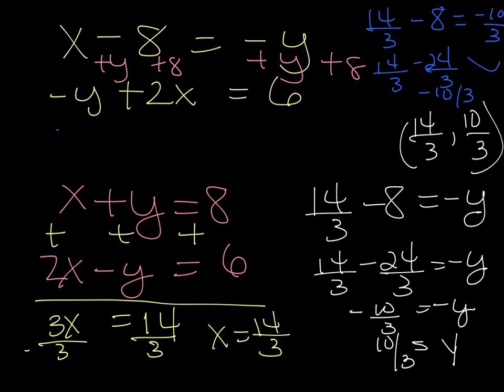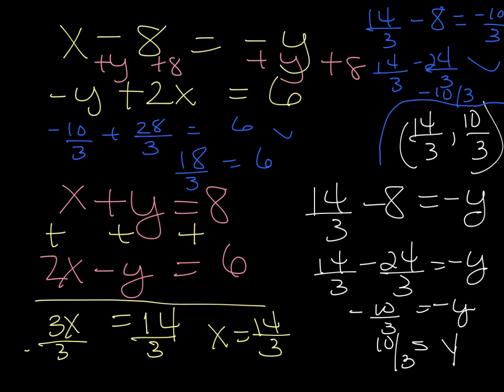In the bottom one, I have negative 10 thirds plus 2 times 14 thirds, that's 28 thirds. Does that equal 6? Well, negative 10 plus 28 is 18 over 3, and 18 over 3 is 6. So it does check, even though it was kind of an ugly answer. So my answer is 14 thirds, 10 thirds.